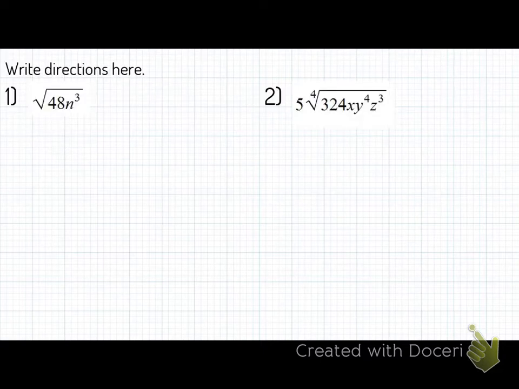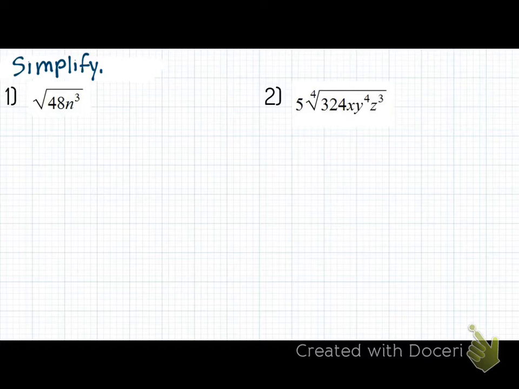Alright, so I'm going to show you how to do a couple problems. You're just watching the video right now. You're not doing anything. You're not even writing this down. So, numbers 1 and 2. This is actually supposed to say, not "right" directions here, but "simplify." Sorry about that. So, you'll see directions. They'll say simplify on these problems.